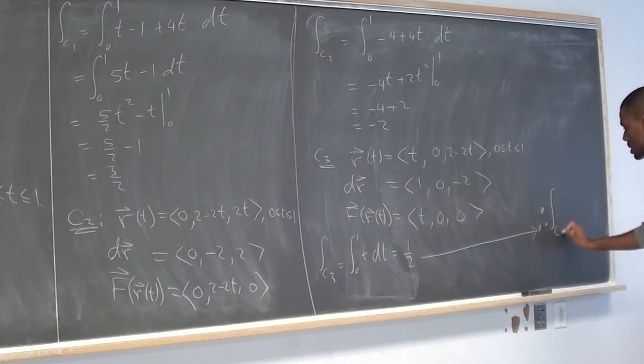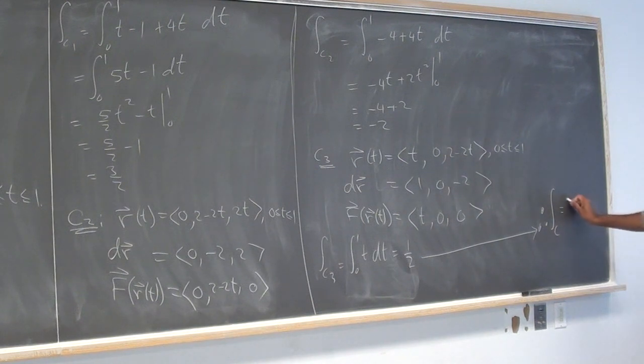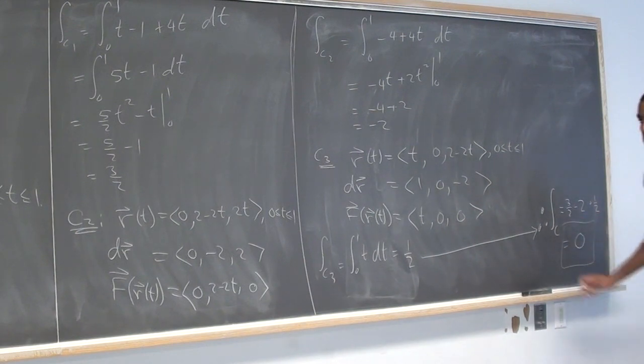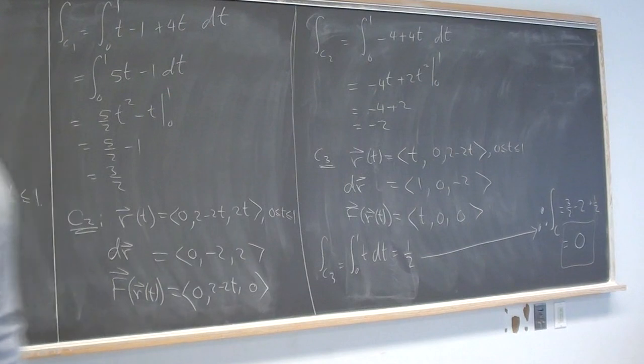Therefore, the integral on C is just going to be the sum of all of these. For C1 I got 3 over 2. For C2 I got minus 2, plus a half. So we did all that work for nothing. And any questions?